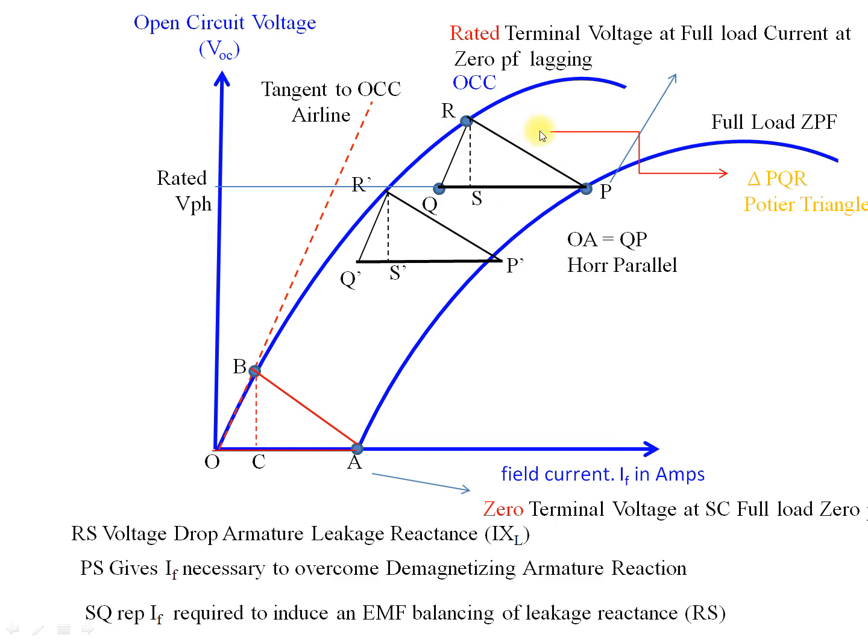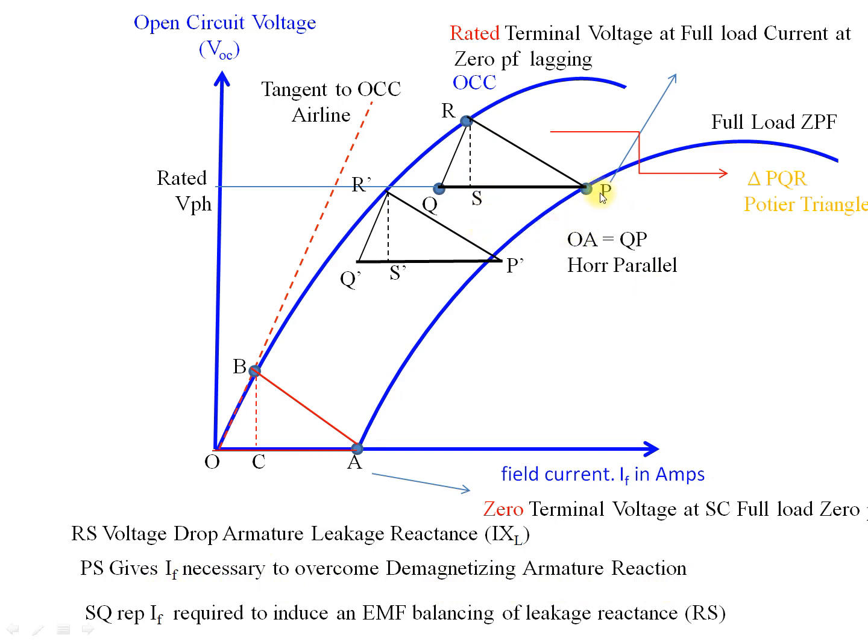So what is the outcome from this Potier triangle? RQP is going to be your Potier triangle. From this Potier triangle, we can find out the value of RS. RS is given as the voltage drop at the armature leakage reactance, so IXL will be equivalent to this RS. This PS will be giving the field current which is necessary to overcome the demagnetizing armature reaction.